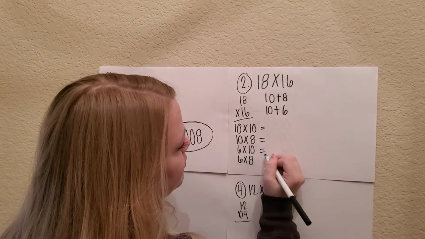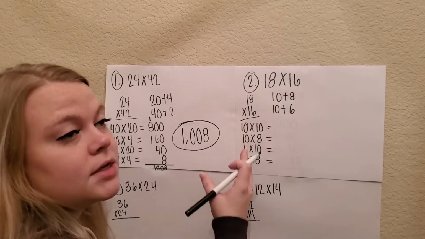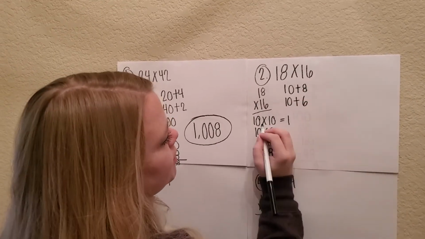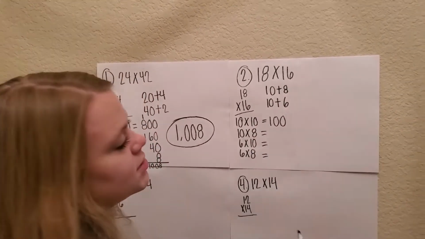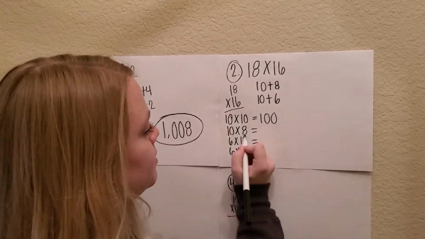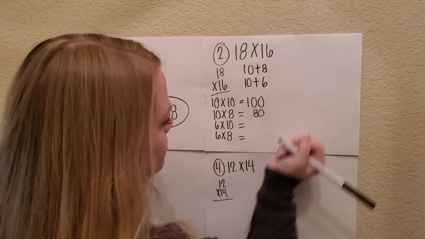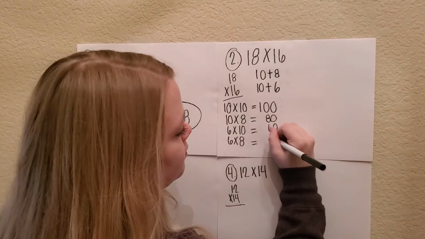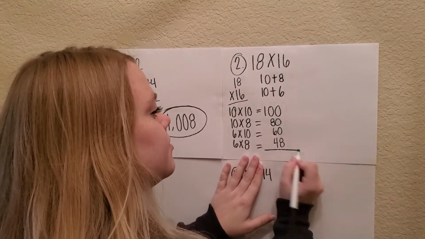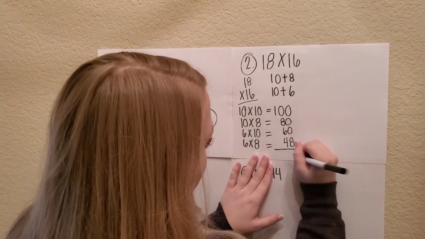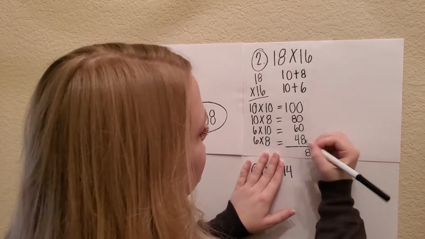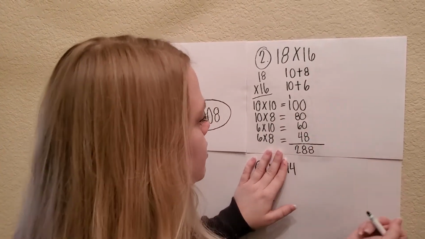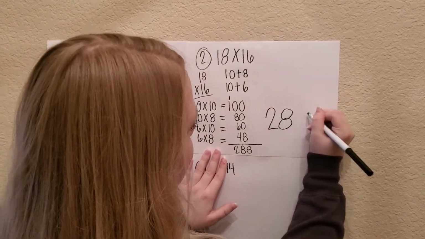All right, so if you don't know what 10 times 10 is, then you can take the 1 times 1, which equals 1, then add the zeros. And that gives us 100, so 10 times 10 equals 100. Now 10 times 8 equals 80, and 6 times 10 equals 60, and then we know 6 times 8 equals 48. Now we're going to add this up, so we drop our 8 down, and then 8 plus 6 plus 4 is going to be 18, carry our 1, 1 plus 1 equals 2. So our answer is going to be 288.